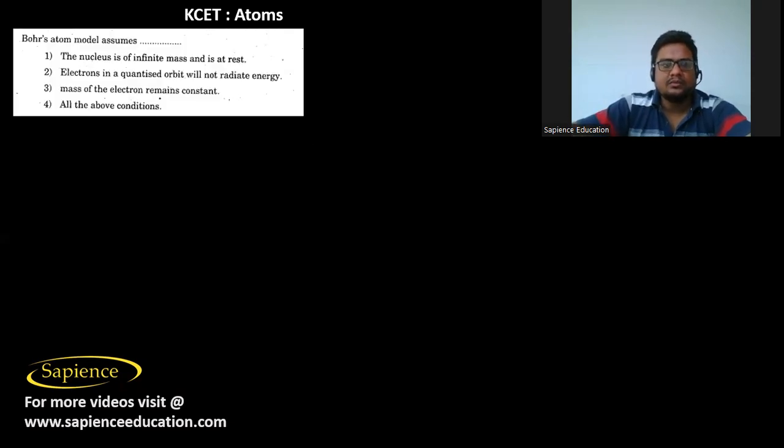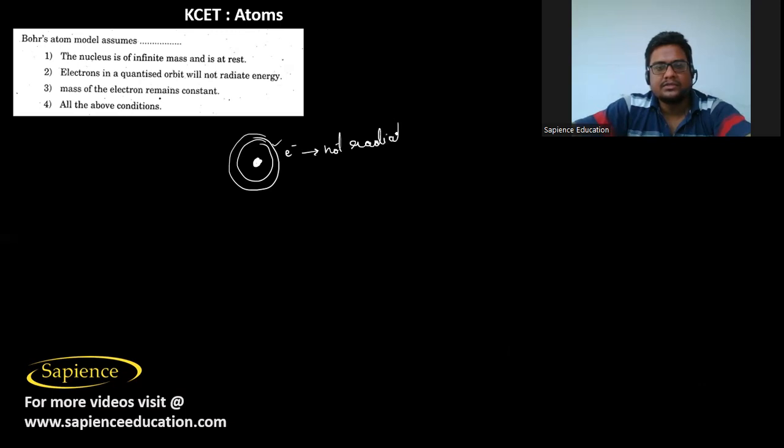Here it is told Bohr's atom model assumes the nucleus is of infinite mass and is at rest. So we know that the nucleus should be at rest, it should not move, and the electrons in a quantized orbit do not radiate energy. If the electrons are in quantized orbit, they will not radiate energy. And the mass of the electrons will remain constant only. So it means all the above conditions are true according to the assumptions of Bohr atomic model.